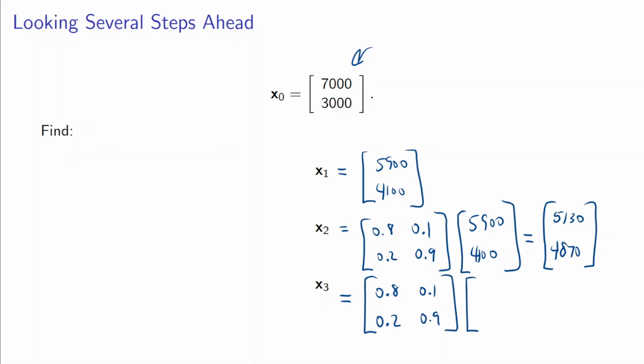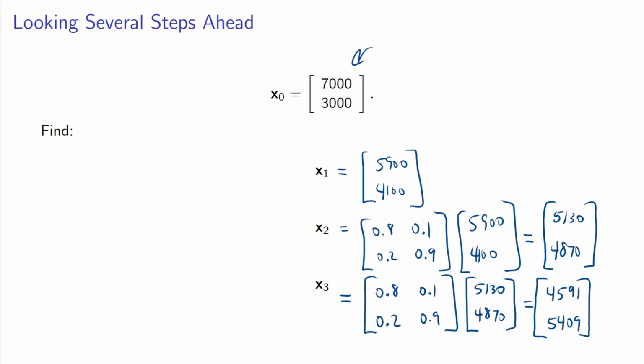And we can do the same kind of thing for x3. Take our matrix and multiply it by the vector that we just found. So we do that out. Okay, and we end up with 4,591 and 5,409.